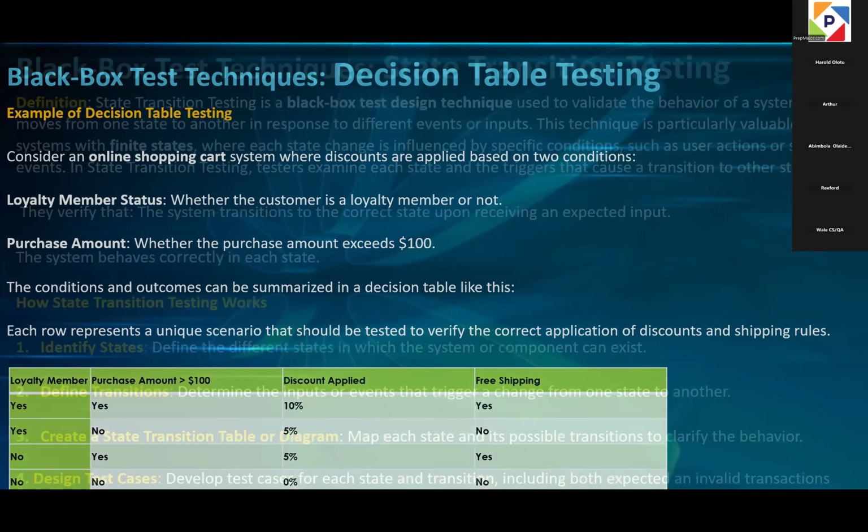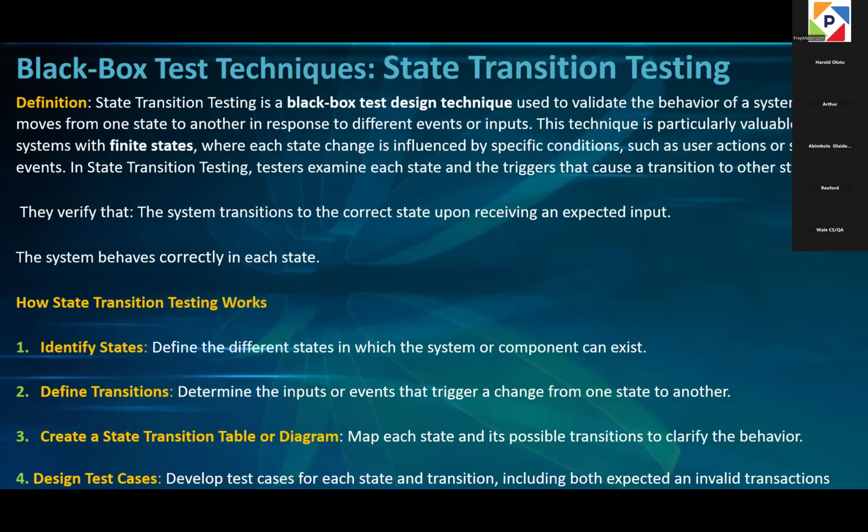So the fourth one within the black-box testing techniques is what we call state transition testing. And state transition testing is a black-box technique as well that is used to validate the behavior of a system as it moves from one state to another in response to different events or input. This technique is particularly valuable for systems with finite states, where each state change is influenced by specific conditions, such as user actions or system events.